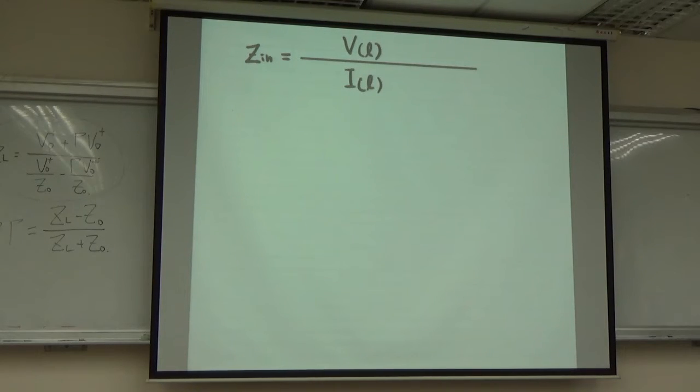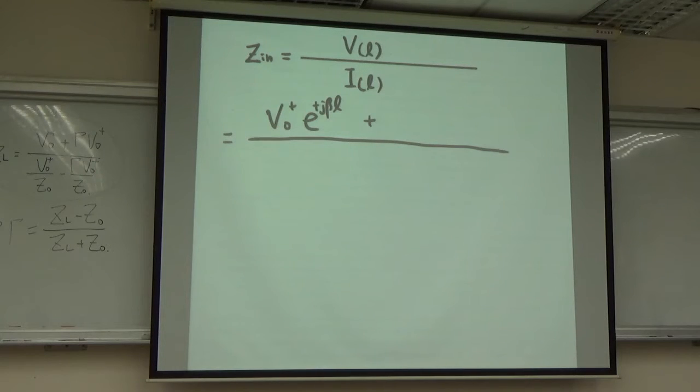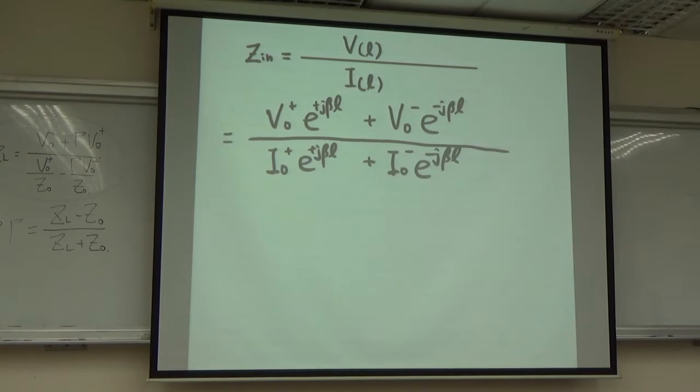This is the definition of this one. And this one equals to V0 plus exponential minus positive j beta L plus V0 minus exponential minus j beta L. And this is the minus j beta L. Okay.